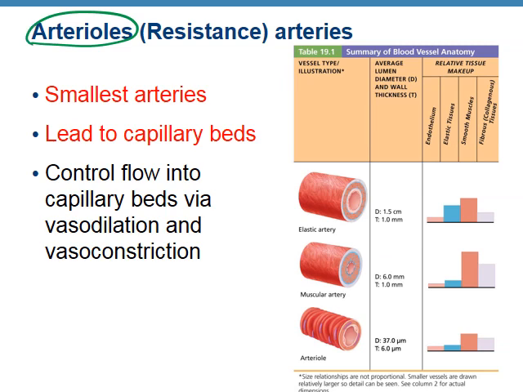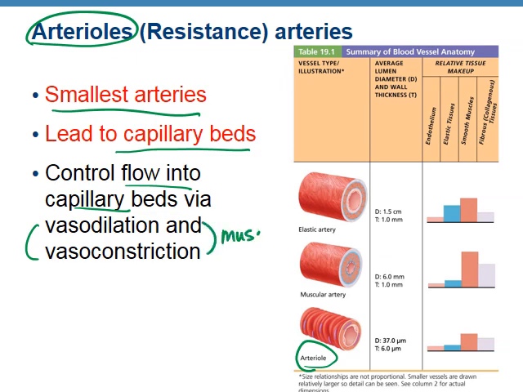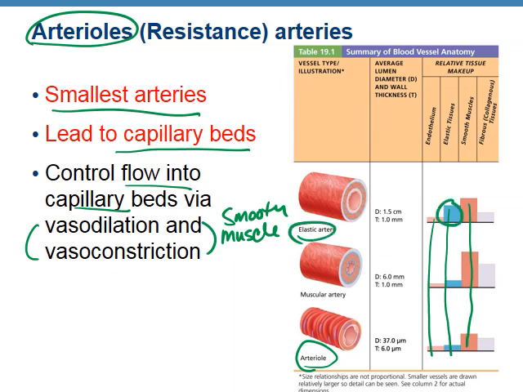All right, the arteriole is the smallest. So you can see here arteriole. It leads to the capillary beds, and it controls the flow into the capillary bed via vasoconstriction and vasodilation. So remember, in order to do these events, you have to have smooth muscle. So do they all have smooth muscle? Yes. Do they all have elastic tissue? Yes. Do they all have endothelial? Yes. It just depends on the amount. So elastic arteries have lots of elastic tissue. Muscular arteries have lots of smooth muscle.